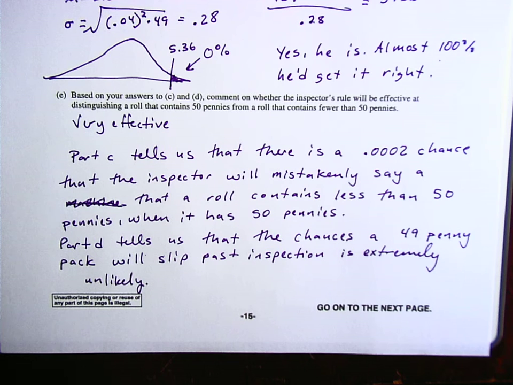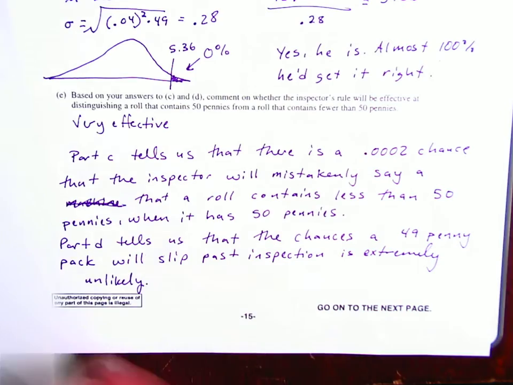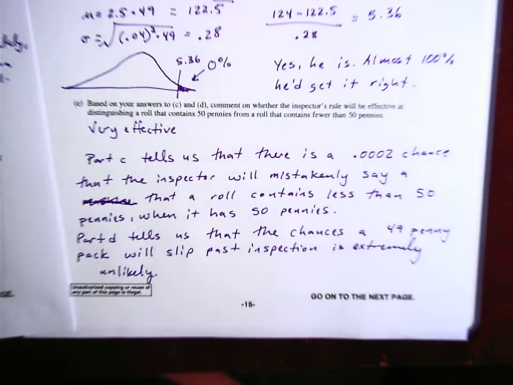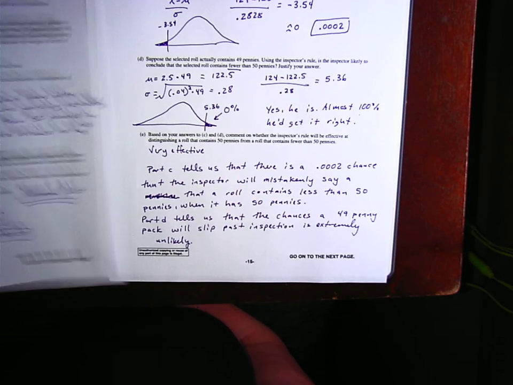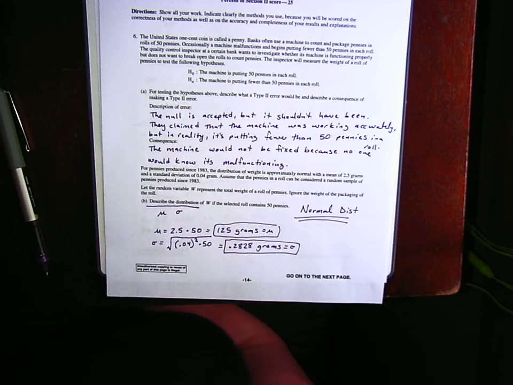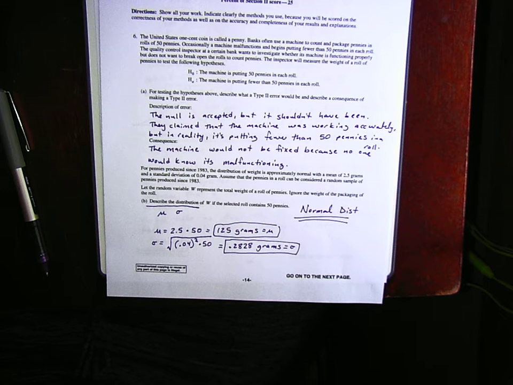So essentially, Part C says that the inspector has a 0.0002 chance of mistakenly saying that a pack has 49 when it actually has 50. And Part D tells us that the chances of a 49 pack slipping by inspection because it's heavy enough is way unlikely, like 0% unlikely. So, all right. This is very much what that longer question will look like on the AP exam. At least the length of it, not necessarily the content. We can't guess on exactly what they're doing there.